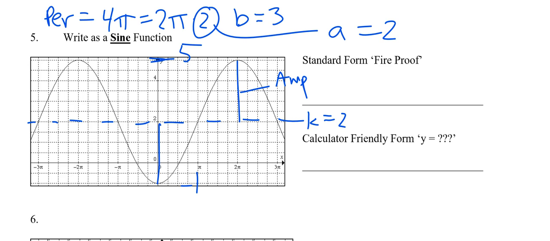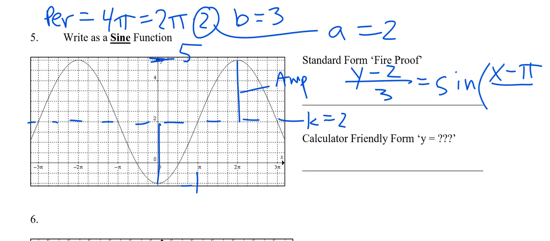So, lots of good thinking. So we had y minus 2 over 3 equals sine of x minus pi over 2. Lots of you had the others right. It's the h that was the hard part in that situation.